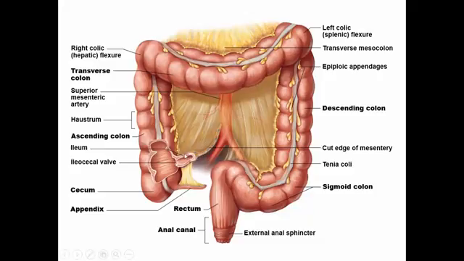Here is where the ileum is attaching to the large intestine, so this would be the ileocecal valve. This little bit of the large intestine that's below that is the cecum, and the appendix hangs off the cecum. Then we have the ascending, transverse, and descending colon. The sigmoid colon will take the colon back to the posterior part of the body where it can attach to the rectum and the anal canal.